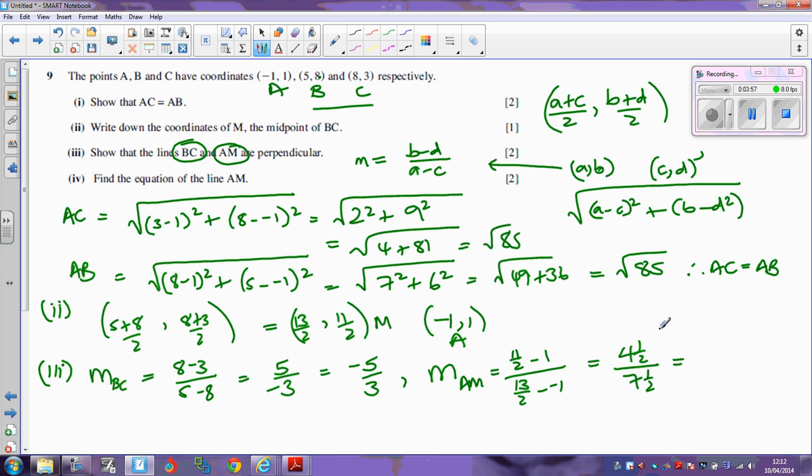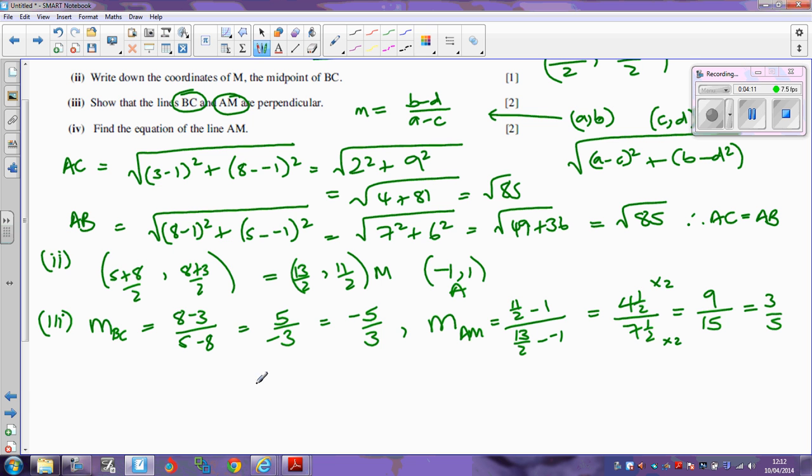Now an easy way to simplify that is to actually double the top and the bottom. So 4.5 times 2 is 9, 7.5 times 2 is 15, and 9 over 15 is the same as 3/5. Now to show that the lines are perpendicular, we multiply the gradients together. So I'm going to multiply the gradient of BC by the gradient of AM, which gives me minus 5 thirds times 3/5, and everything cancels anyway, doesn't it?